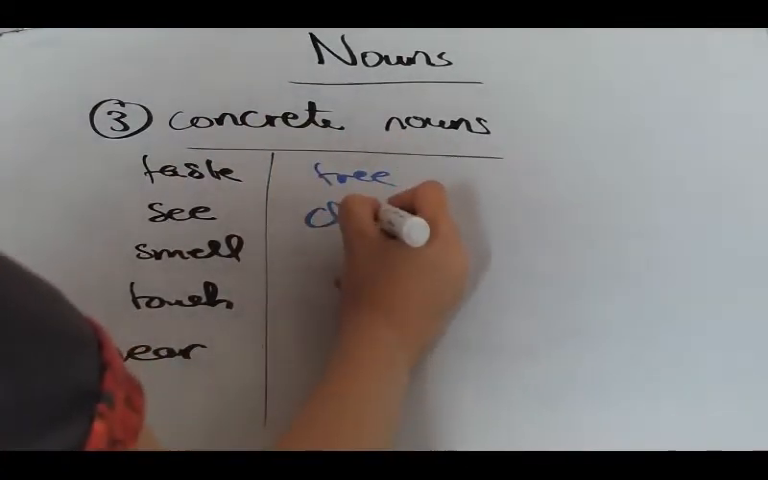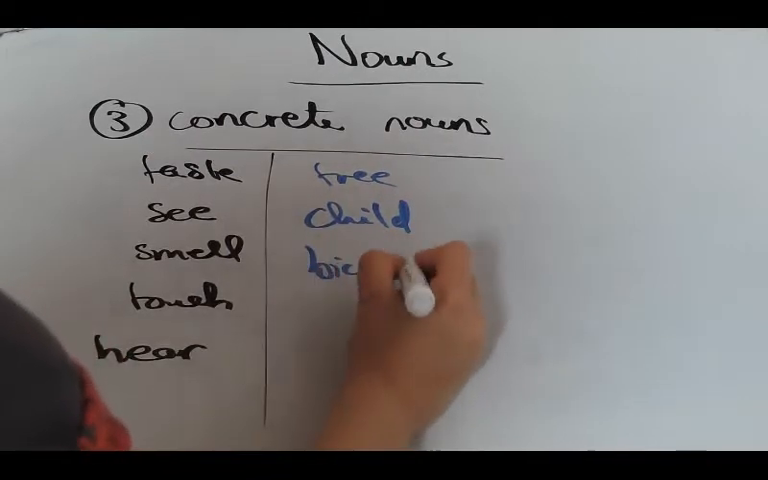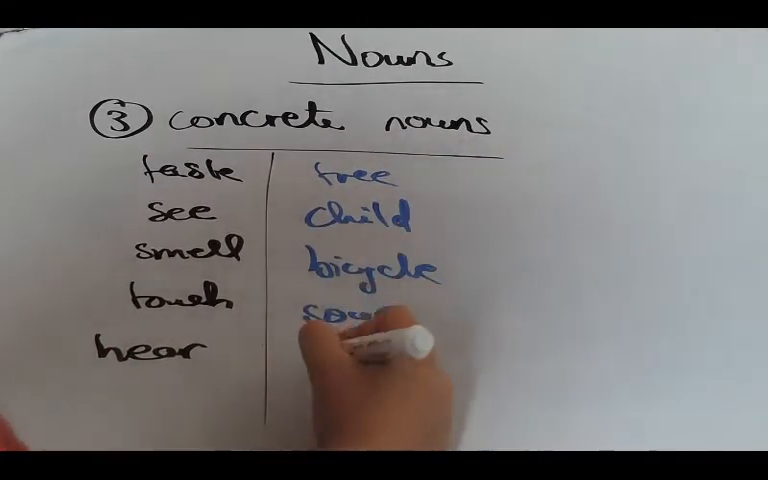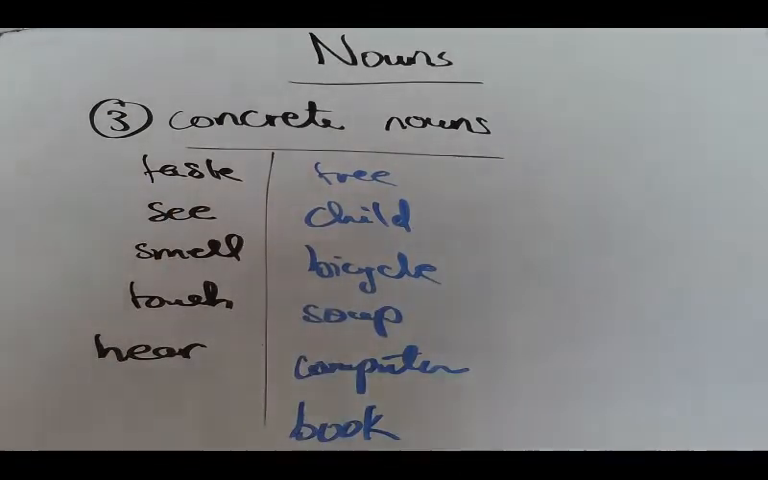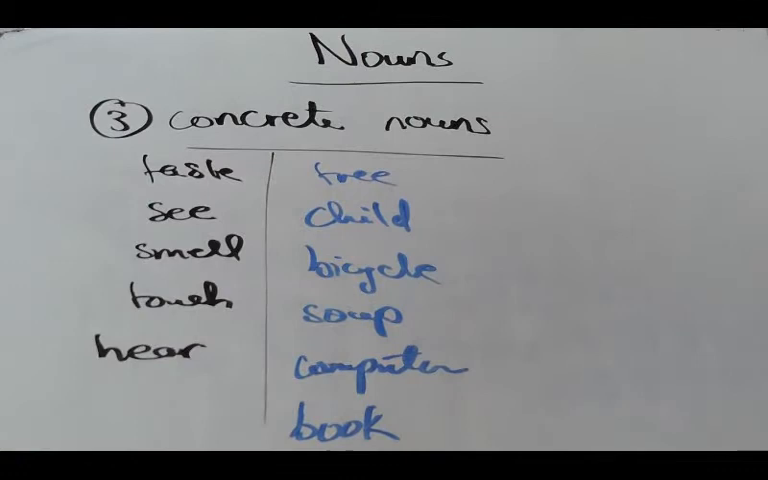Tree, child, bicycle, soup, computer, book. I can see a book. I can touch a book. I can see and I can touch a computer. I can taste, I can see, I can smell, I can touch soup. I can see and touch and hear a bicycle. I can see, smell, touch, hear a child. I can see, touch the tree.